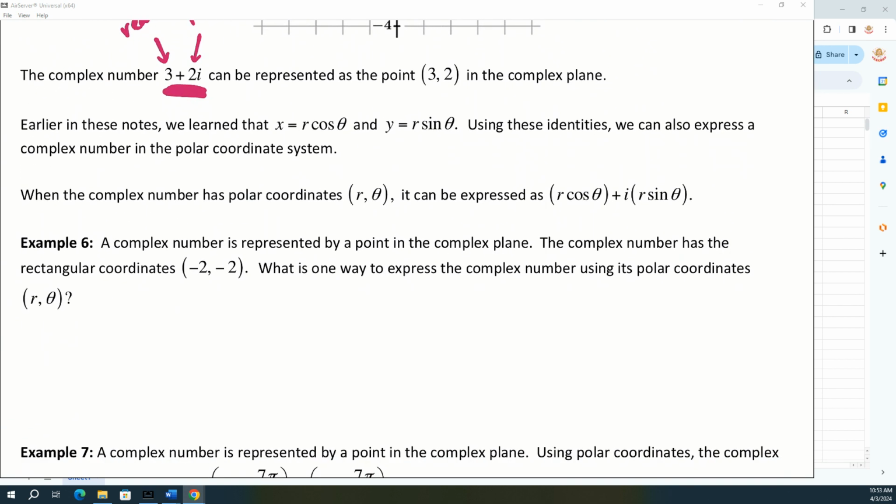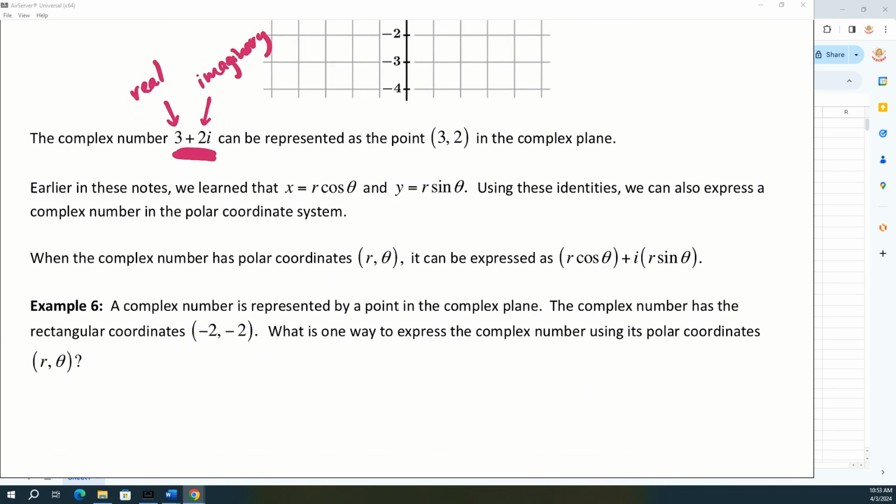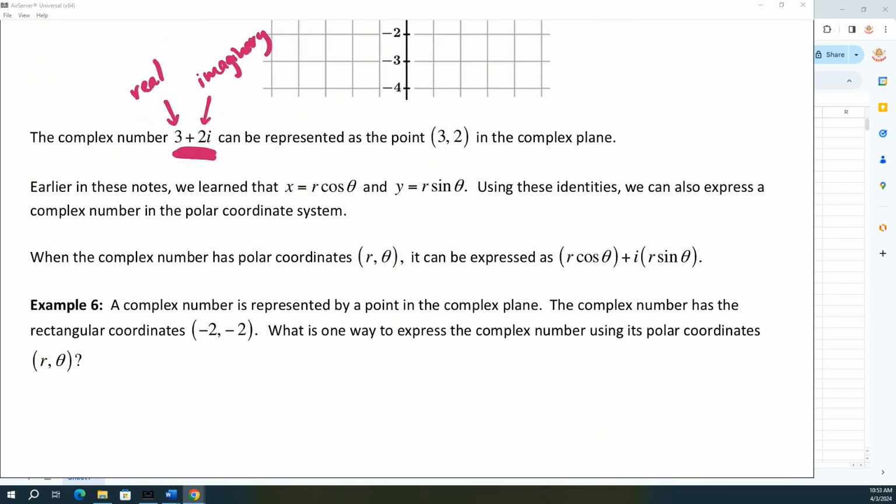But the only thing we're going to do today is change a complex number from its rectangular form, which could either look like this or as an ordered pair, to polar form, and vice versa. So we're going to use the same rules we did yesterday to do what we're doing today.